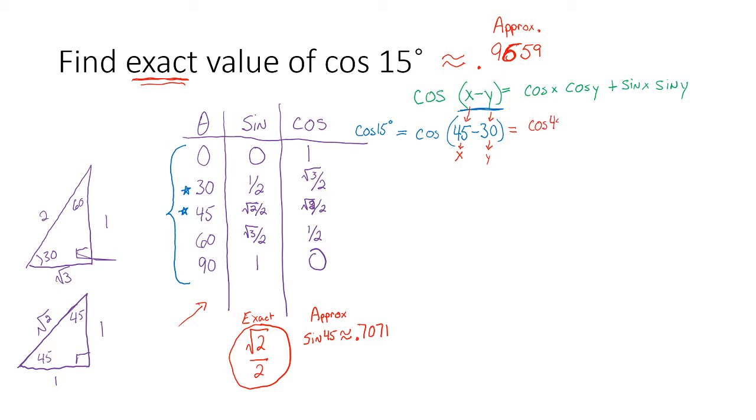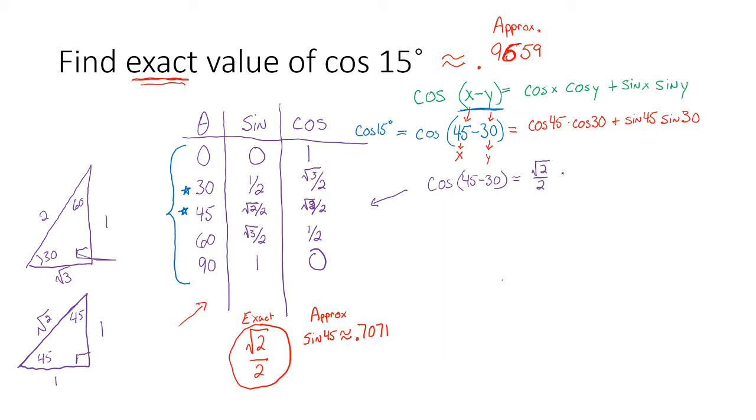So any place that I have x, I'm going to put 45. So I'm going to have cosine of 45 times the cosine of 30 plus sine of 45 times the sine of 30. Now it comes down to just performing simple math, which I think we all can do. So the cosine of 45 minus 30 is equal to the cosine of 45, which my chart right over here says is the square root of 2 over 2.